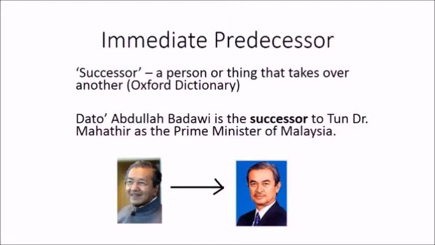What does immediate predecessor mean? To understand what predecessor means, consider the word successor. According to the Oxford Dictionary, successor means a person or thing that takes over another. For example, Datuk Abdullah Badawi is the successor to Tun Dr. Mahathir as the Prime Minister of Malaysia.